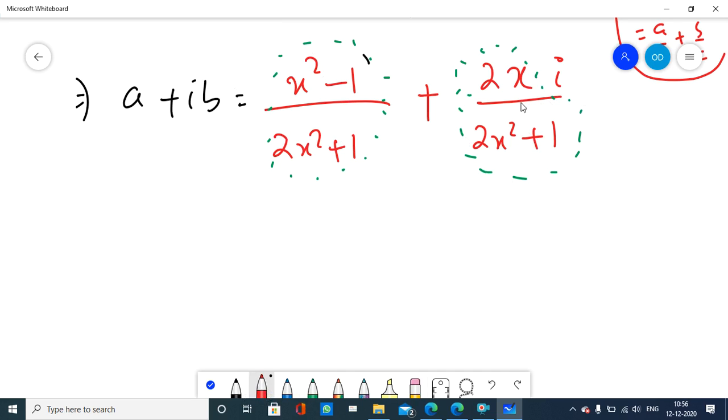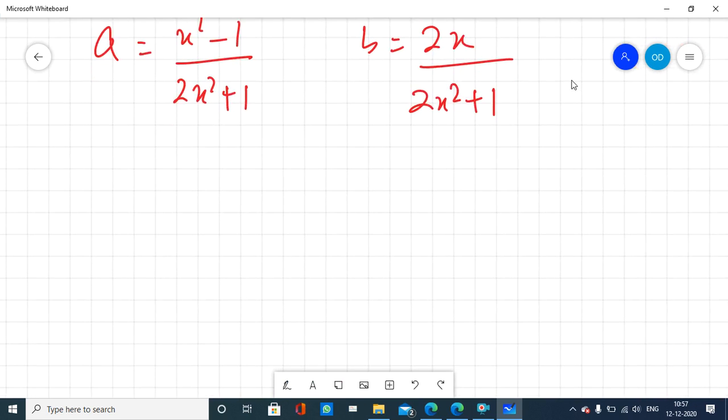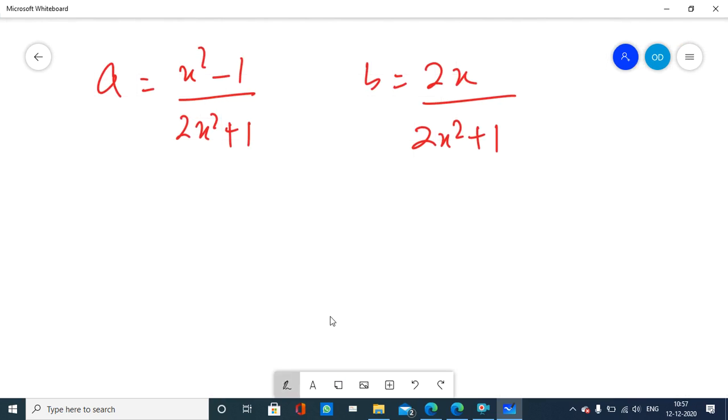If these complex numbers are equal, then their real parts must be the same. That is, a must be equal to x squared minus 1 by 2x squared plus 1. Similarly, b must be equal to the imaginary part, 2x by 2x squared plus 1. Do you get my point so far? Just like I told you, we have found the values of a and b.